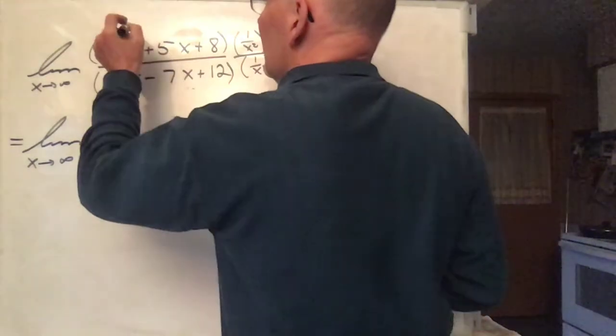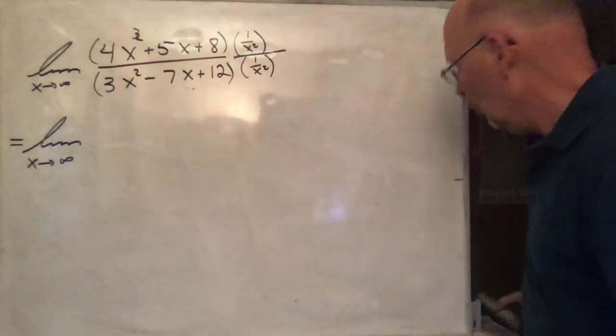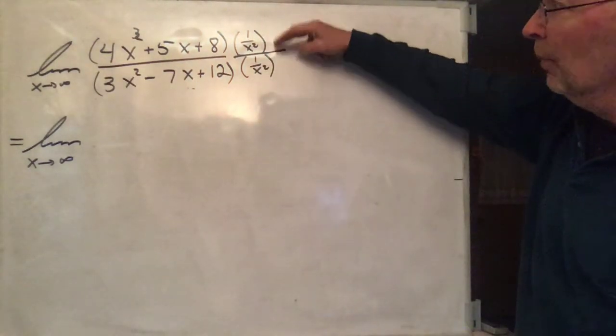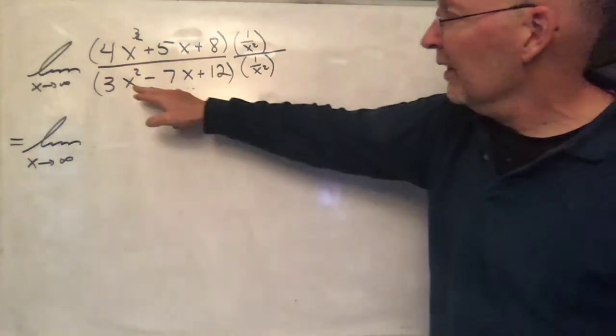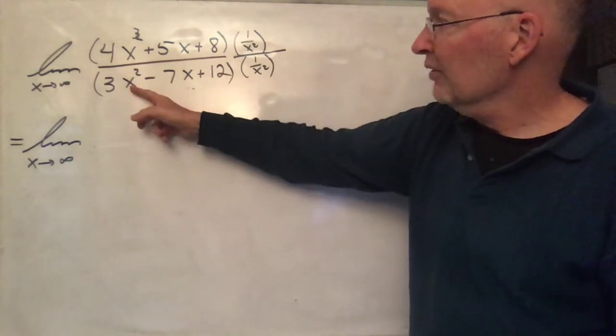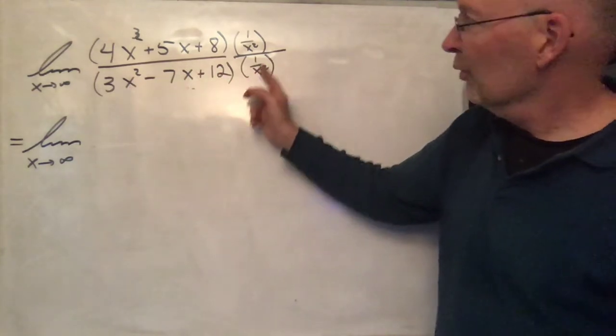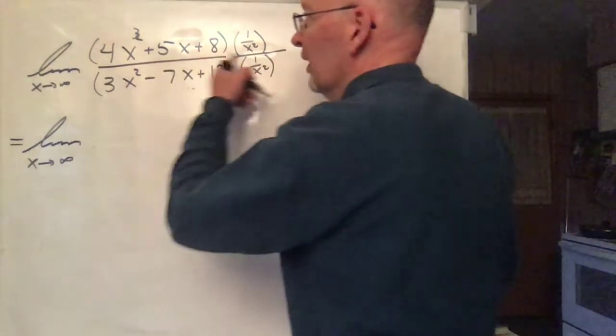Let's make this a 4x cubed up here. We're still going to multiply both the top and the bottom by this. The key is you multiply both the top and the bottom by the highest power of x on the bottom. So the highest power of x in the denominator is x squared, and so you divide both the top and the bottom by x squared. Okay, so you do that. We've done it before. Let's do it again.